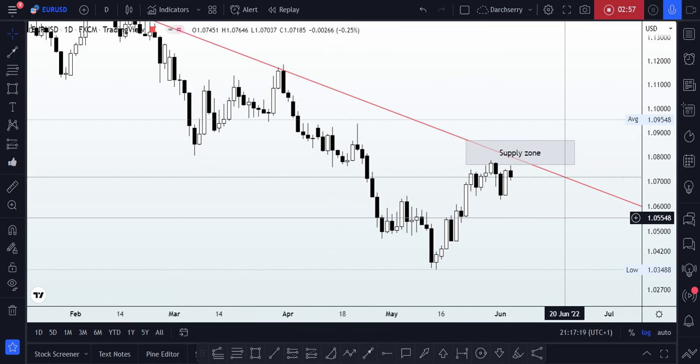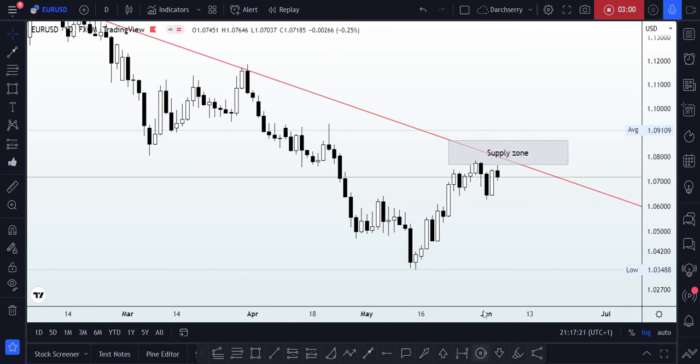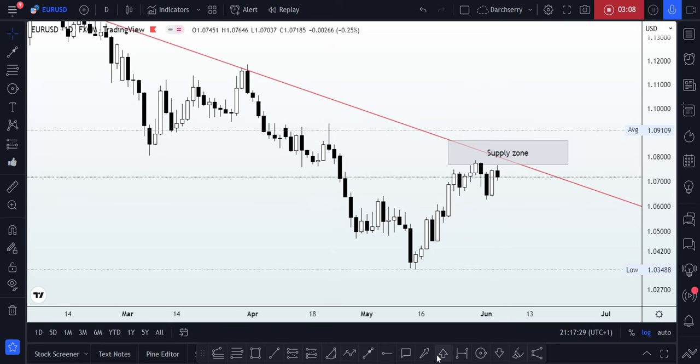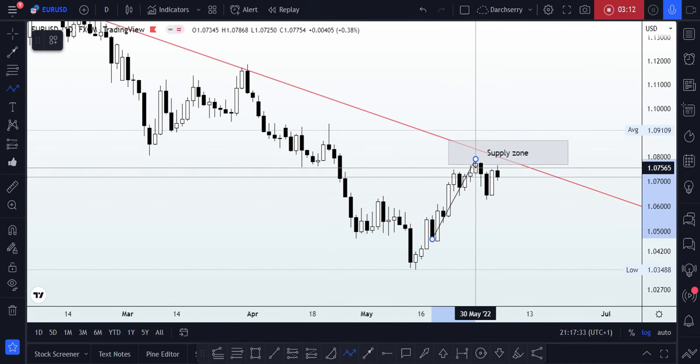Now with the supply zone identified, and if we look at what is happening, we can see that the supply zone shares a confluence with the bearish trend line. And also around this confluence, we begin to see structures that look more like a reversal pattern. If we go down to the daily time frame, we begin to see how that forms.